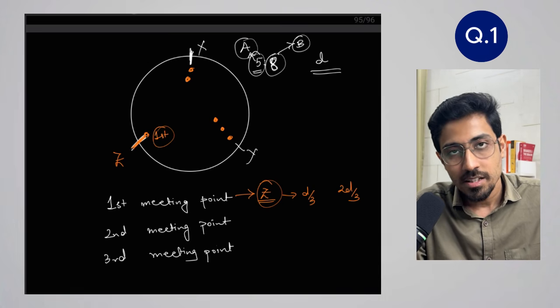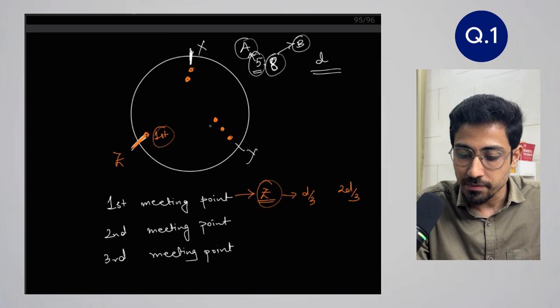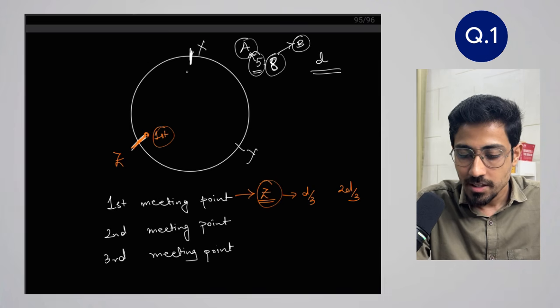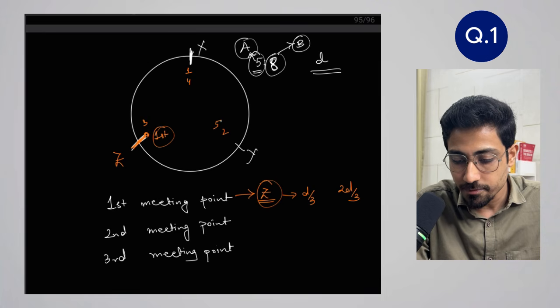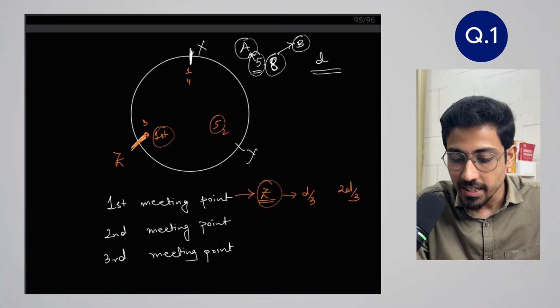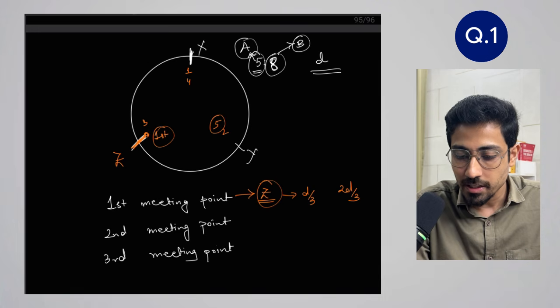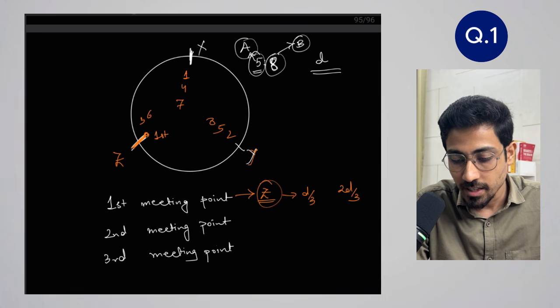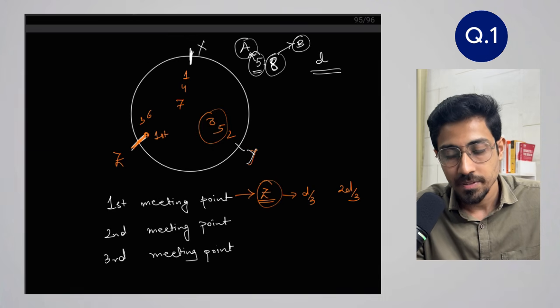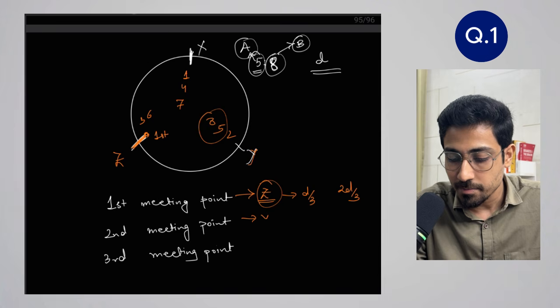Now from here, count 5 again. This is 1, then 2, then 3, then 4, then 5. So this is 5. Now count 8. What will happen from the first meeting point? Will I reach Y or not? Let's see. 1, 2, 3, 4, 5, 6, 7, 8. Again I will reach over here. So Y is my second meeting point.